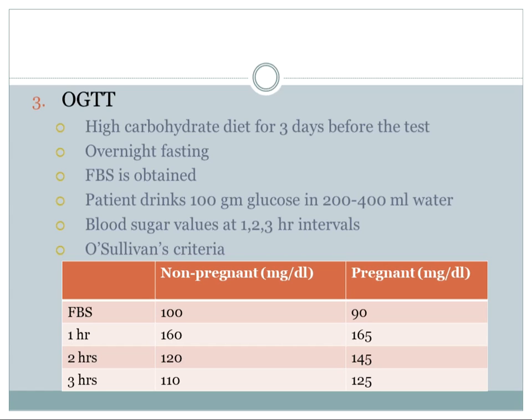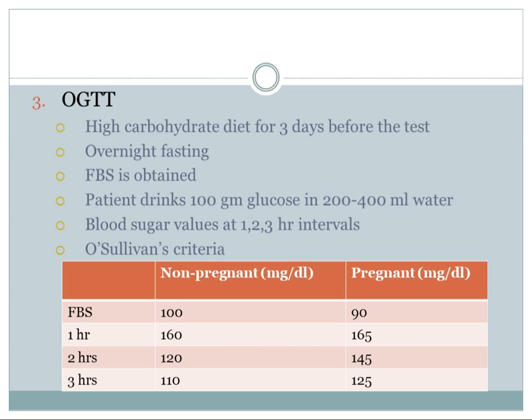Okay, what this slide shows are the O'Sullivan's criteria, but in recent years this has been modified, and what we are doing now is instead of 100 grams of glucose, we are giving 75 grams of glucose. So now the OGTT is also done with 75 grams of glucose. Fasting blood sugar is taken before the patient is given glucose. And then after drinking the 75 grams of glucose, blood is drawn at 1 hour and 2 hour intervals, and the sugar is estimated.